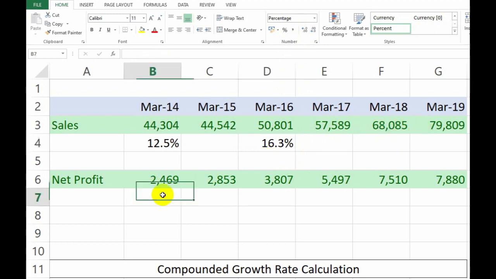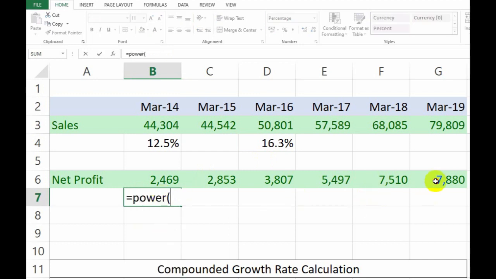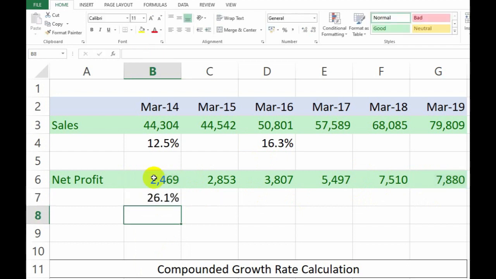Similarly, we can use the same formula to calculate the net profit growth rate: latest year divided by the base year and raising it to the power of 5 for 5 years, minus 1. So it shows that the net profit has been growing from 2,400 to 7,880. That's a growth rate of 26.1% compounded over 5 years.